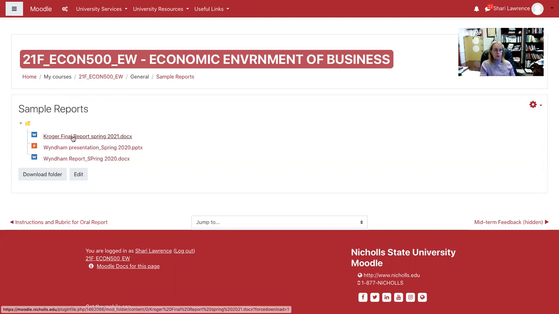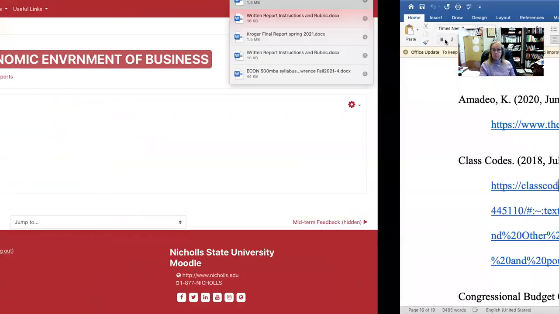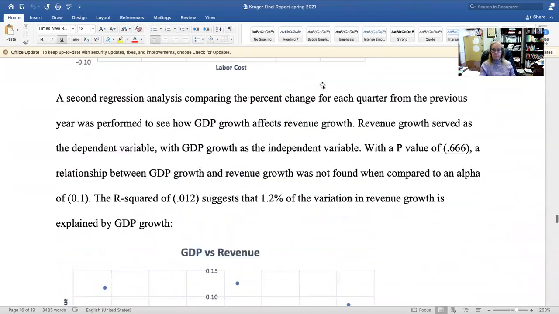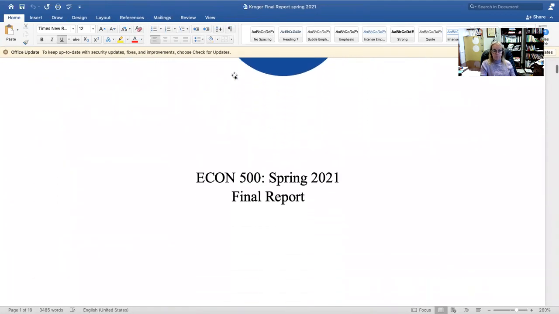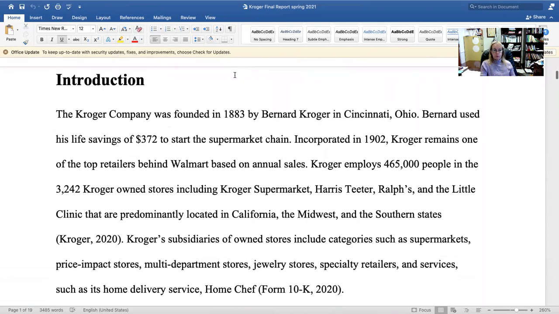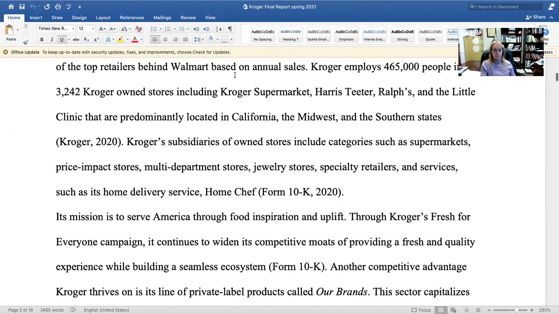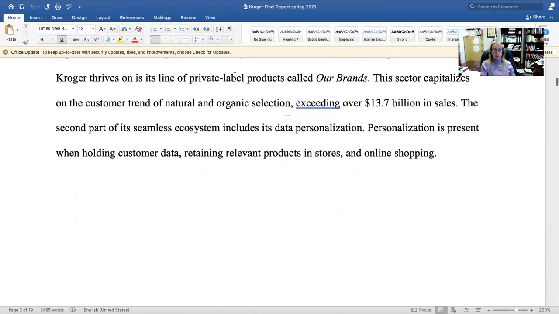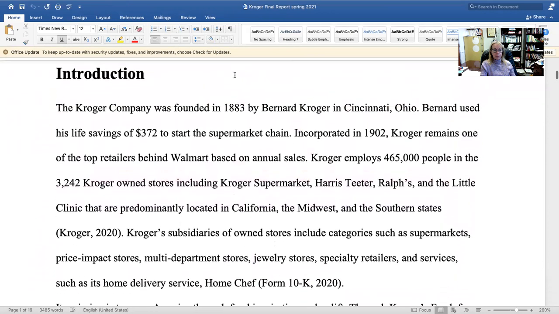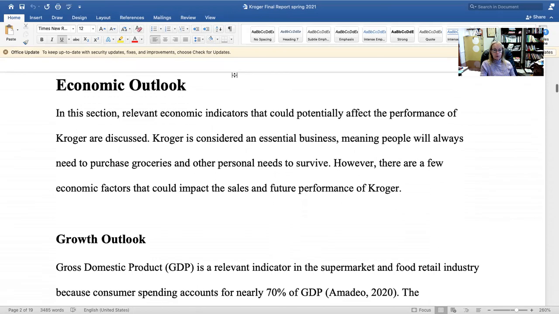And then Kroger was last spring. So I mainly wanted to show you this because they did a good job with their industry analysis. Okay, so Kroger's a grocery store, for those of you who don't know. So Kroger, here's their beginning here, where they just talk about the company background history, just one page. Okay, then they talk about the economic outlook.